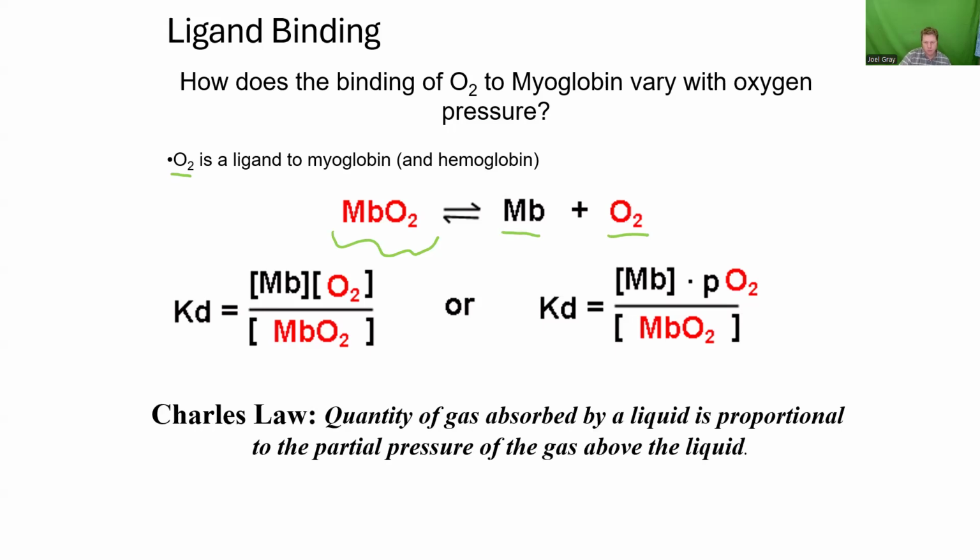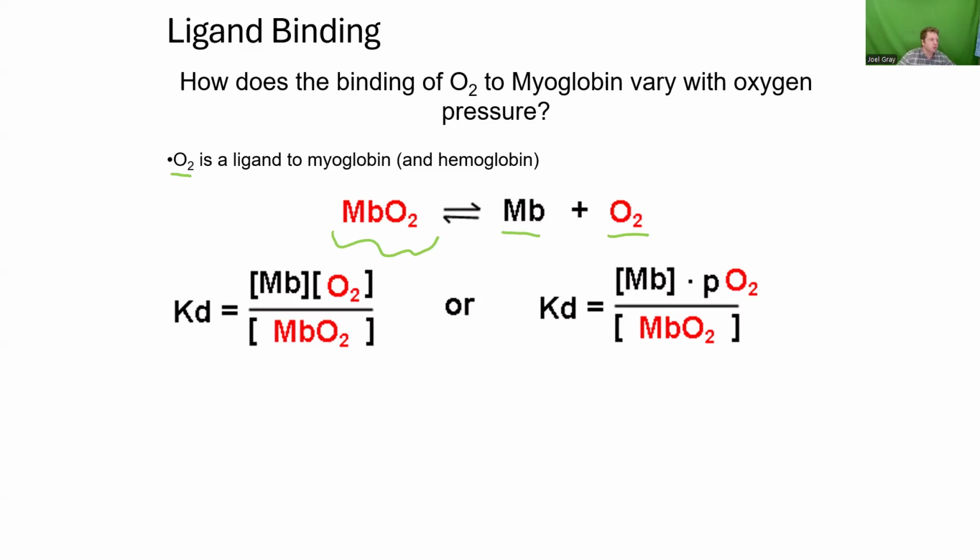We can rearrange all this and come up with the algebra where we say our dissociation constant is the amount of our free protein times the amount of our free ligand, divided by our protein ligand complex.